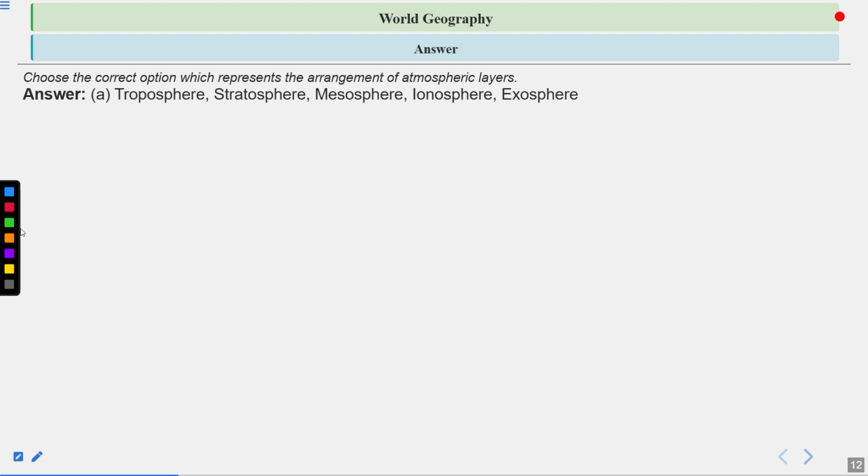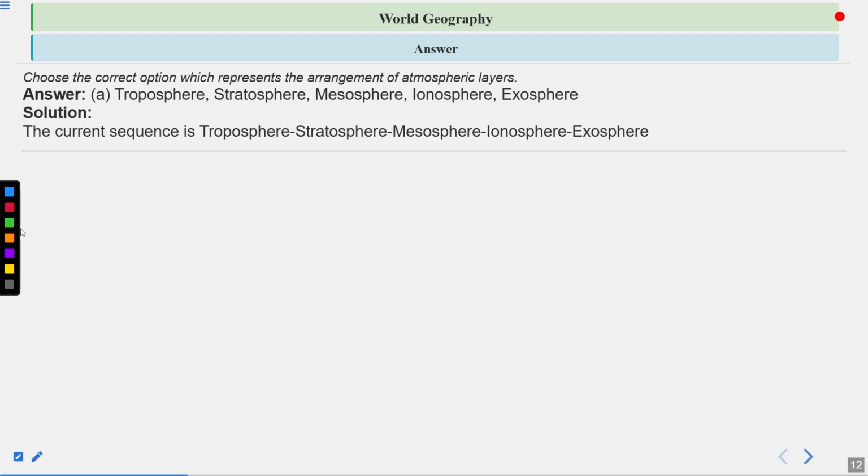And you can also have a trick for it that is called TSMIE: troposphere, stratosphere, mesosphere, ionosphere, and exosphere. The correct sequence is troposphere, stratosphere, mesosphere, ionosphere, exosphere. Troposphere is the layer in which all the weather phenomena take place. Stratosphere is the layer where ozone layer is found. Mesosphere is the coldest layer, ionosphere is the hottest layer, and exosphere is the outer side layer of atmosphere and that meets with the space.